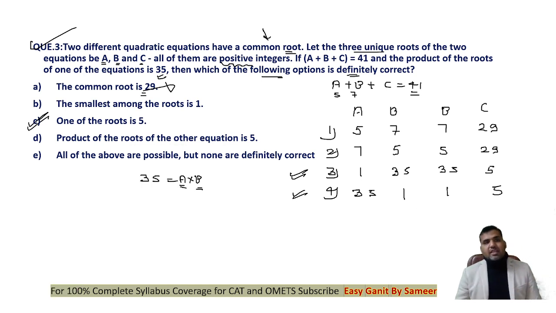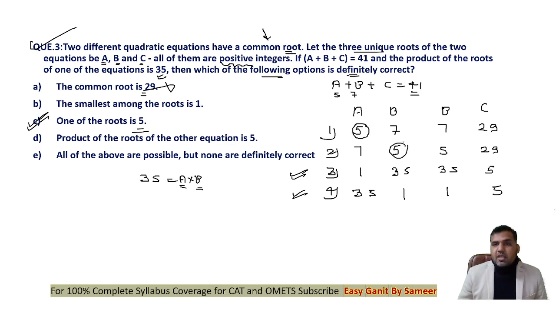One of the roots is 5, right? You can see that here. Whichever case you take, one of the roots is definitely equal to 5. So C is going to be the correct answer to the question.